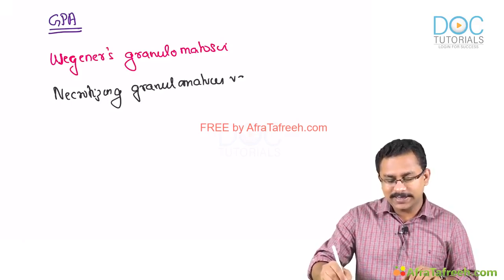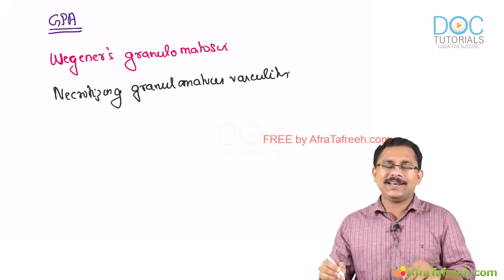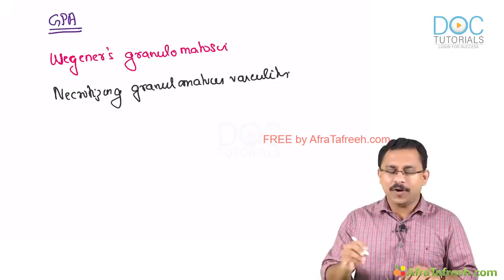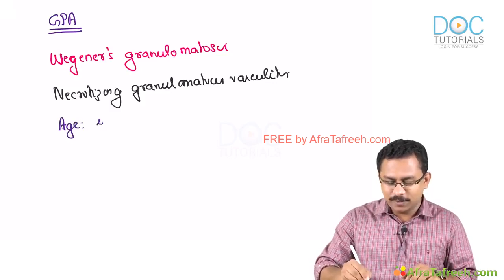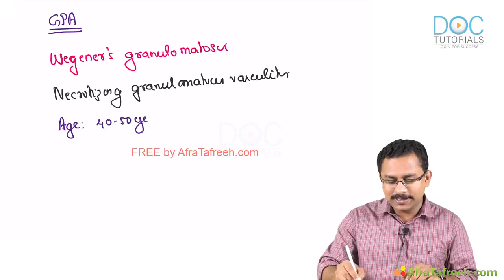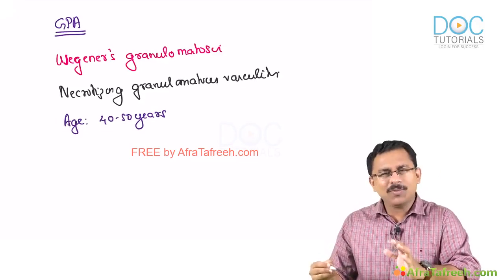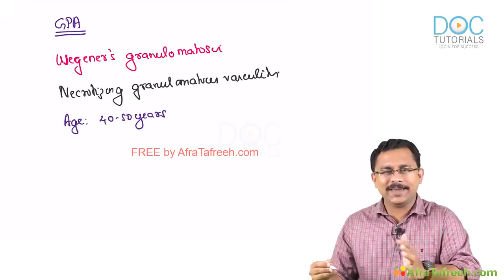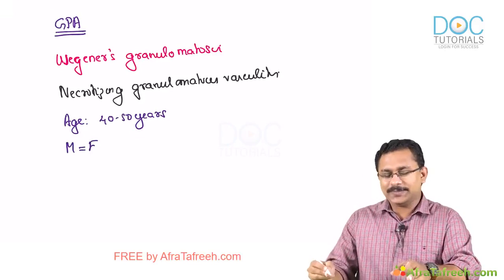Necrotizing granulomatous vasculitis. And the age of presentation is somewhere around the 40 to 50 age group. Okay, so age of presentation is around 40 to 50 years of age. Okay, in Wegener's granulomatosis, there is almost equal incidence between males and females.